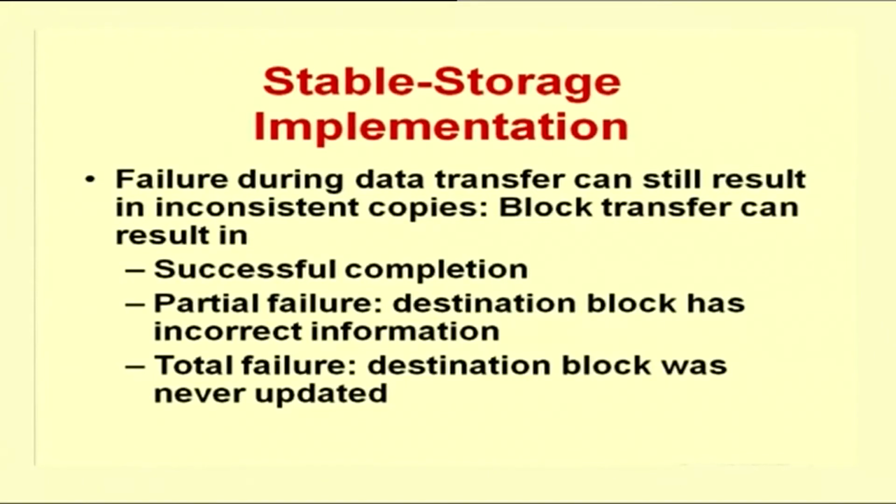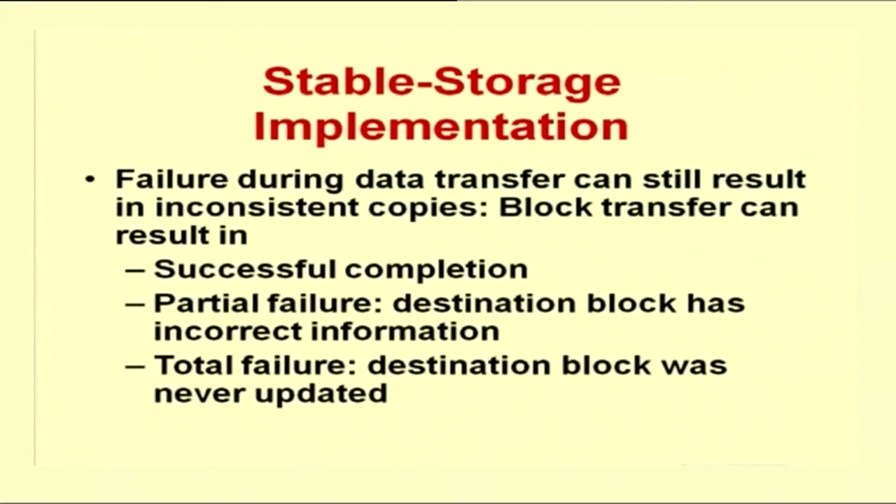Even in stable storage implementation you can have failure. When can this happen? When there is a failure during data transfer: you have copied one copy, and in the process of copying the other there is a failure, so you can end up with inconsistent copies. A block transfer can result in three outcomes. One is successful completion, where all copies are copied. Another is partial failure, where the destination block has incorrect data, that is during transfer.